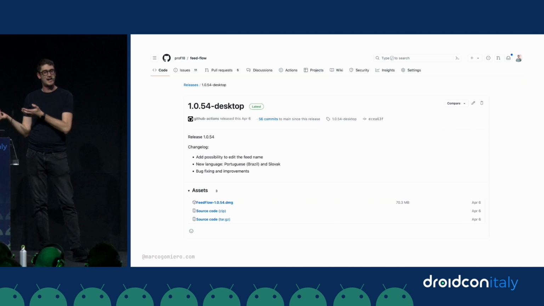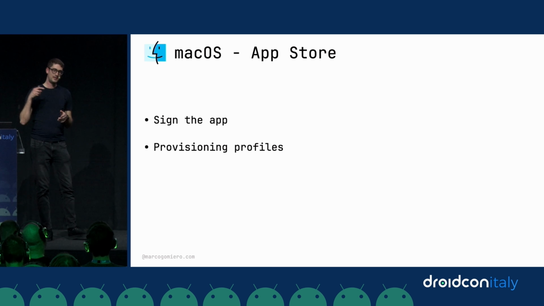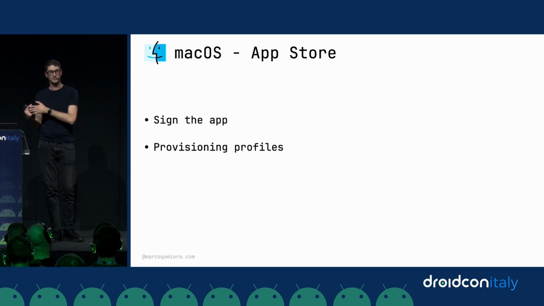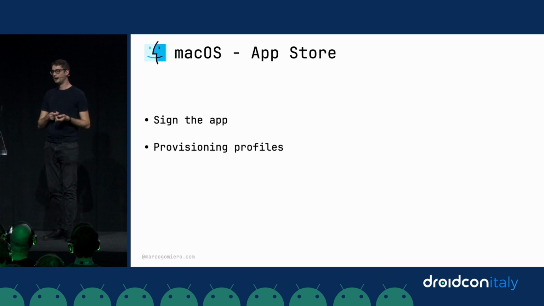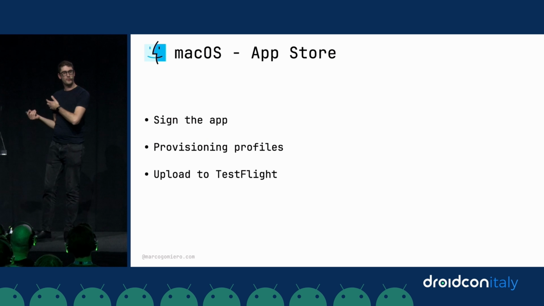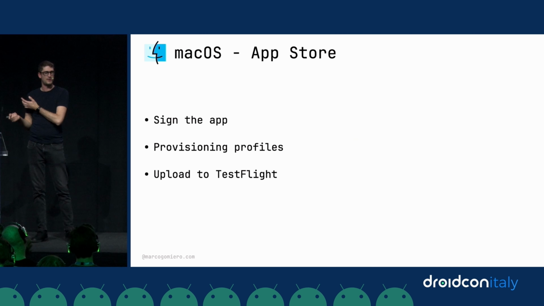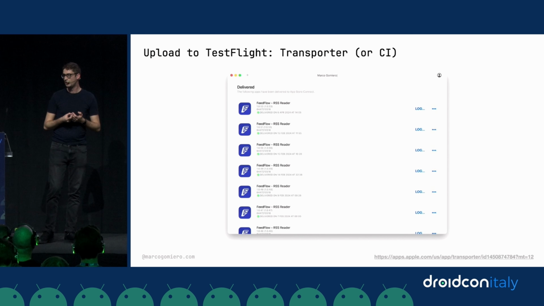Again, same thing, signing the app, because we need to sign it. We need the same thing as on iOS. We need to provide a provisioning profile for the same exact reason. And then at this point, we can upload it to TestFlight like we do for the iOS app. Same exact process, with the difference that you can install TestFlight on your Mac instead of on your phone.